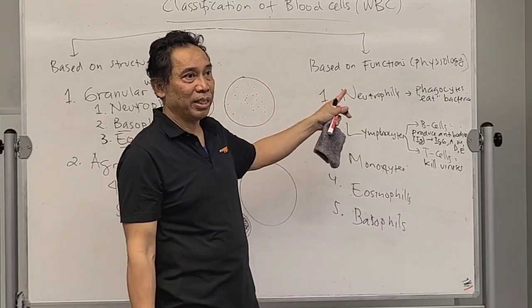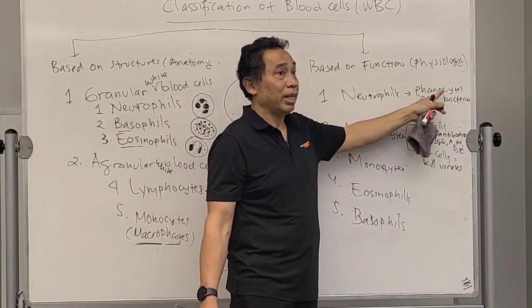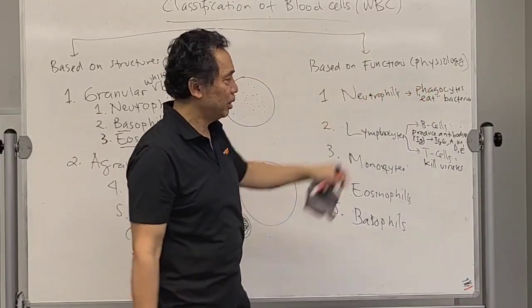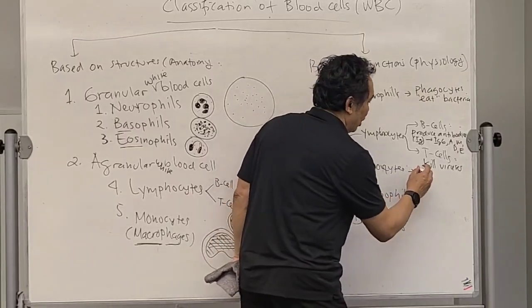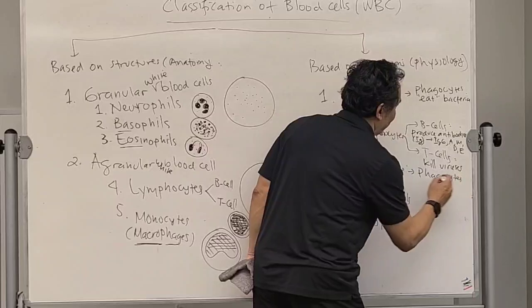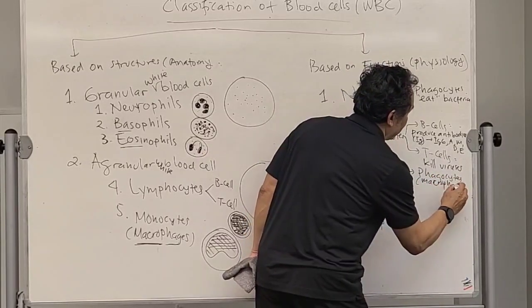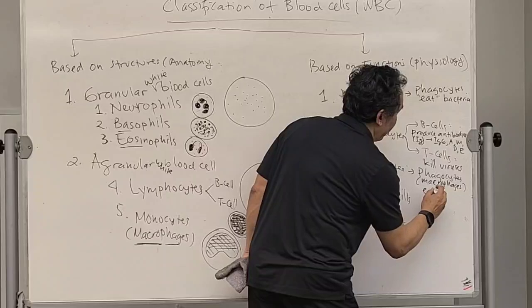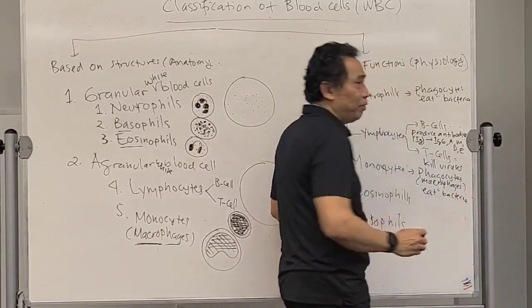Neutrophils eat bacteria, therefore they are called phagocytes, cell eaters. Monocytes are also phagocytes, therefore called macrophages. They also eat bacteria. Now what is the difference?